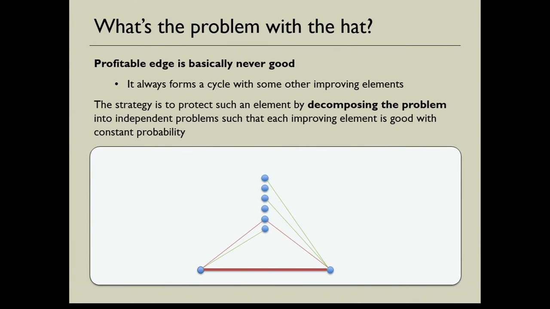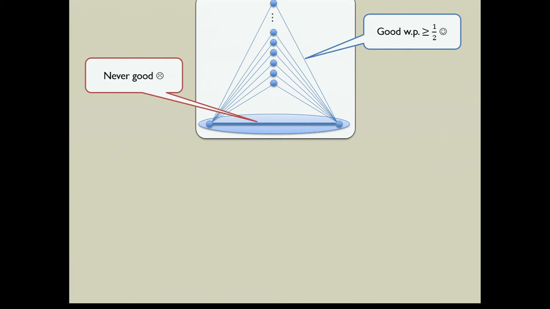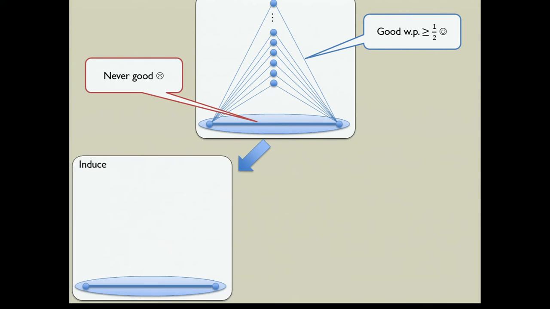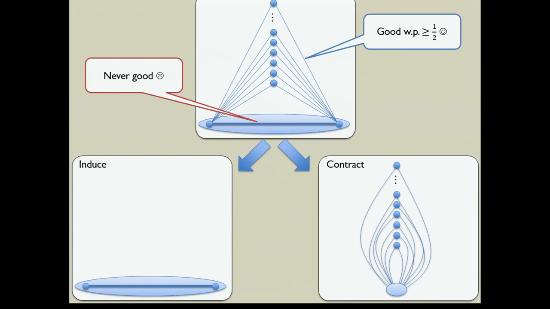And the way we want to do that is to decompose the problem into independent problems so that each element is good with constant probability. So let me give you the example of how we do it here. The guys that form these paths are good with probability 1/2. This guy's never good. We need to protect him from these other improving elements, right? How do you protect things in a matroid? Well, you can just induce on whatever you need to protect. Remove the other elements. So for sure, if I don't have the other elements, this guy will be good. They will not span him. And then I contract to get the other matroid. So here, I contract this edge to get the other matroid here.